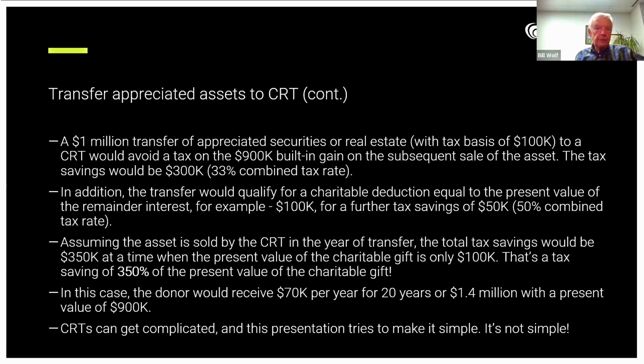Okay, last bullet just reminding us that this is a very complicated topic, and I've tried to make it simple so we understand the concept. And by the way, I have recommended CRTs to wealthy clients about ready to sell their business no fewer than 100 times. And I'd say 30% of the time they do it. 70% of the time it's either too late or they don't want to rely on an annuity for the rest of their lives. But it's an excellent talking point with every wealthy person who's about to sell their business or real estate.